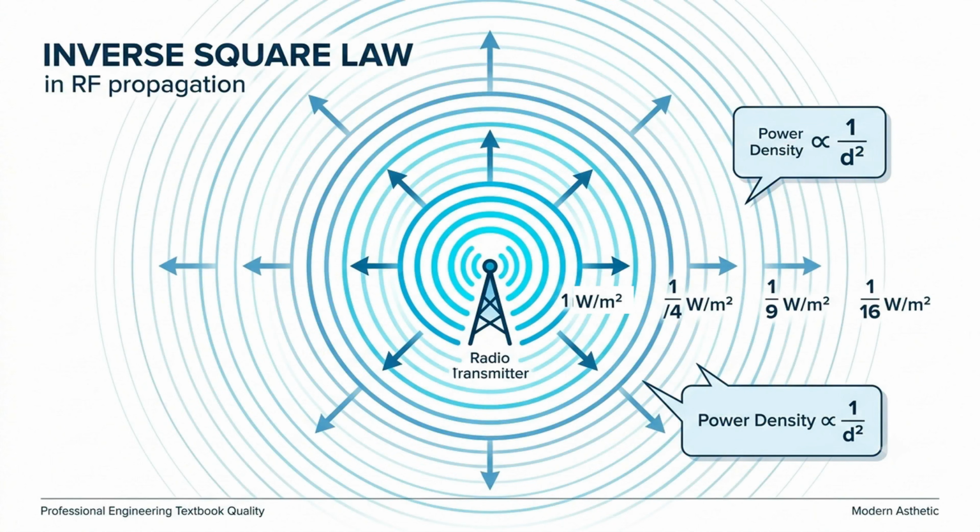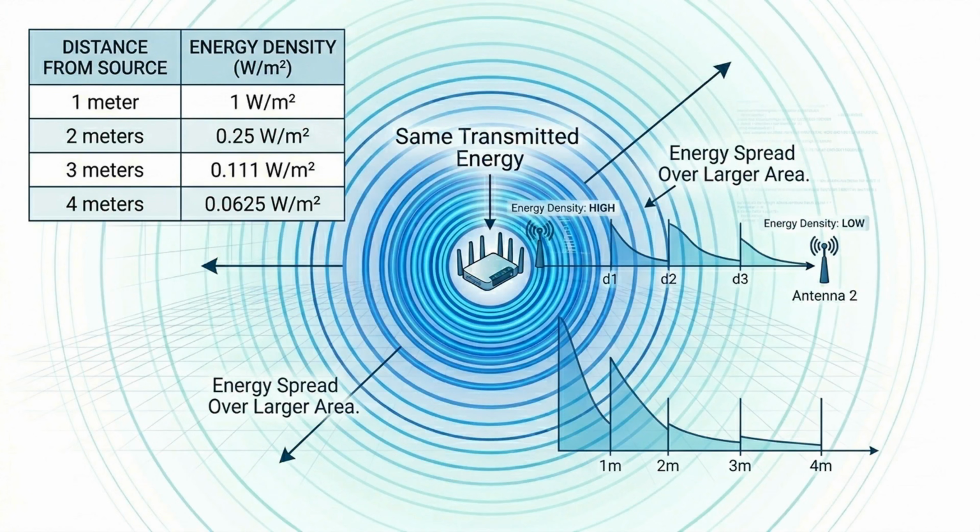Signal strength decreases with distance. Consider a transmitter radiating RF energy uniformly in all directions. If the power density is 1 watt per square meter at a distance of 1 meter, then according to the inverse square law, at 2 meters, the power density becomes 1/4 watt per square meter, at 3 meters, the power density becomes 1/9 watt per square meter, at 4 meters, the power density becomes 1/16 watt per square meter. This occurs because the same amount of transmitted energy is spread over an increasingly larger area as the signal moves away from the source. As a result, the signal becomes weaker with distance.